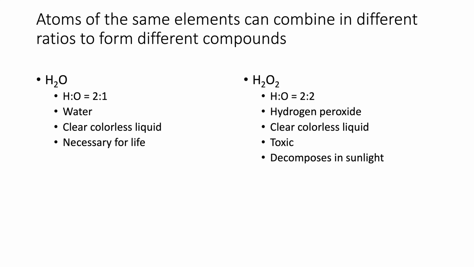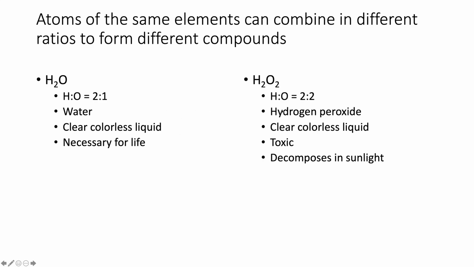Atoms of the same elements can combine in different ratios to form different compounds. Or in regular English, you put the same stuff together differently, you get different stuff. Here's a couple examples. This is water, hydrogen and oxygen in a 2-to-1 ratio, and we know a lot about water. It's a clear, colorless liquid. It's necessary for life. It's non-toxic. It dissolves lots of things. It boils at 100 degrees, freezes at 0. Actually, water is quite reactive, but still.